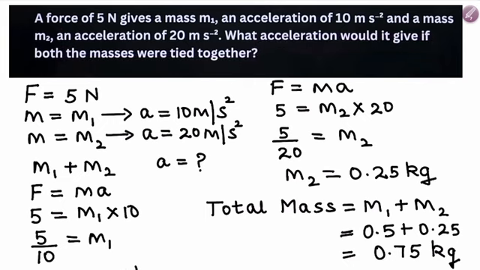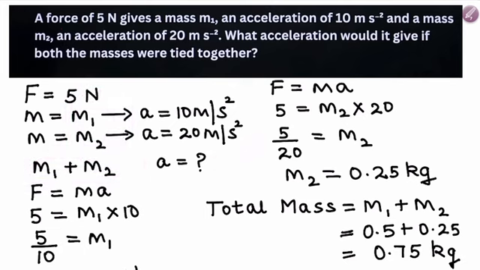Now students, first of all we will see the numerical and note down what is given. So let's start. Force is given, 5 Newton. The first mass is m1, and its acceleration is 10 meter per second square. The second mass is m2, with acceleration 20 meter per second square. Now, what acceleration would it give if both the masses were tied together? So both the masses will be tied together, so we will write the abbreviation as m1 plus m2, and the acceleration we have to find out.